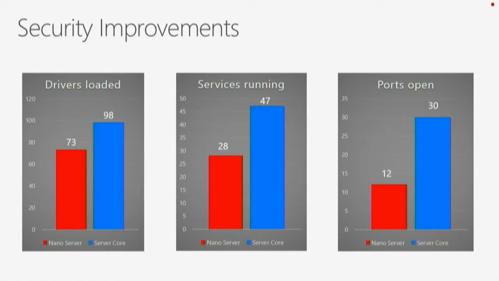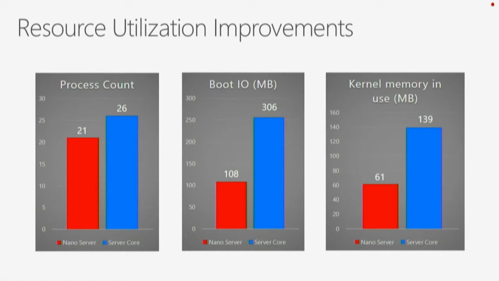And this is pre-tuned. I've helped a number of customers stand up Hyper-V servers on Nano Server. We usually get it down to 2 or 3 ports open, but this is just the out-of-the-box configuration. Resource utilization: fewer processes running by default, a lot less I/O and boot, and a lot less memory usage.